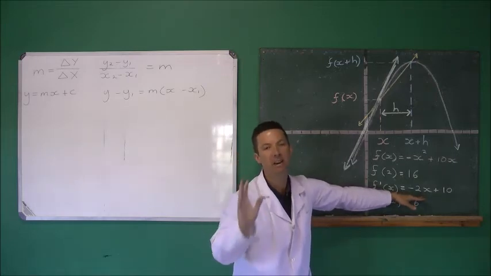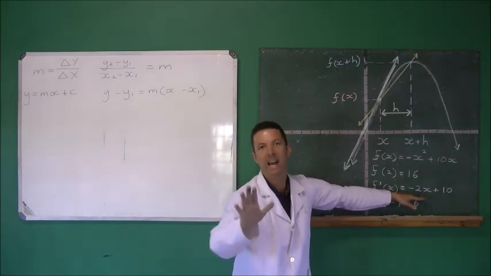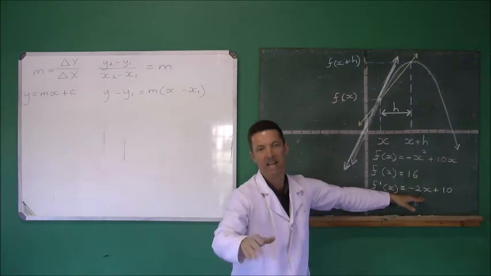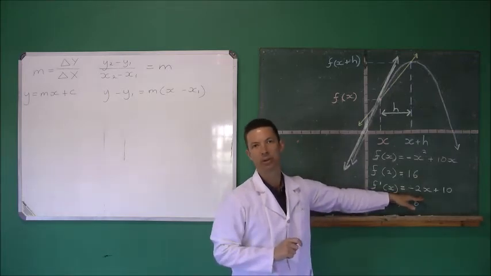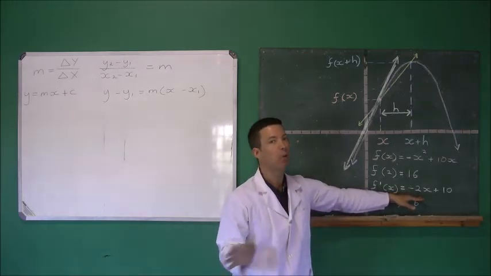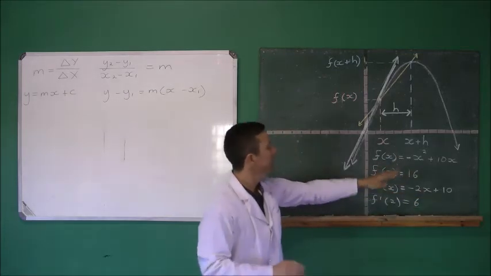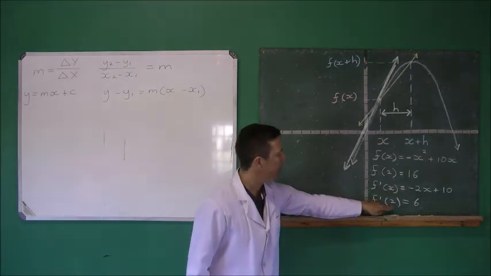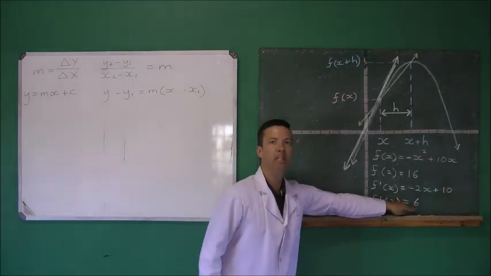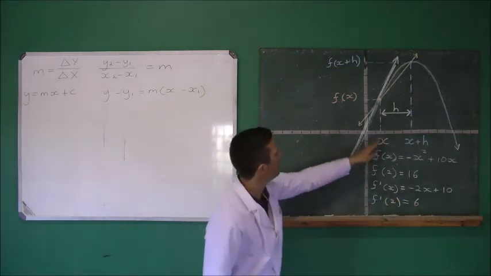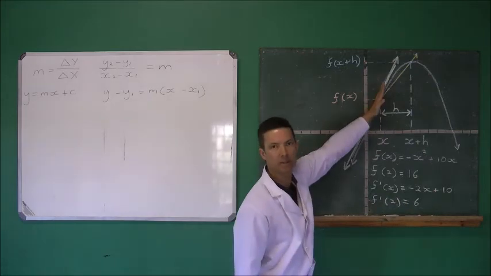We never sub in a y value into a derivative. The second you derive it, y has no more business there. Alright, it's a derivative of x. Anyway, so we take the derivative, we sub in 2 and we get 6. That means we've got a steep positive gradient. When x is 2, we've got a steep gradient of 6.